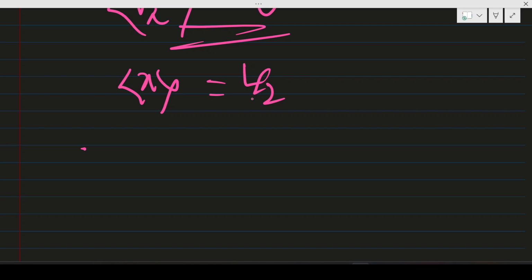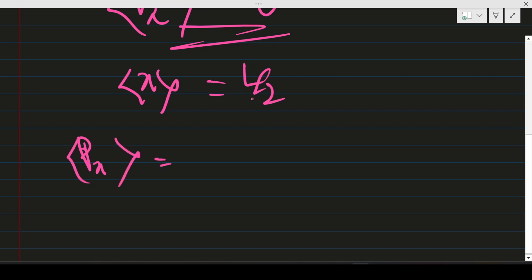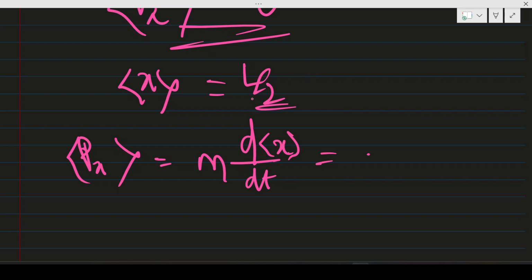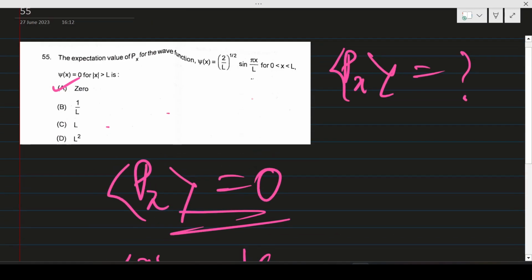Using that, you can get the px value. How? Now using the Ehrenfest theorem, the average value of px is equal to m into d by dt of the average value of x. Now, the average value of x is a constant, so the derivative of that is 0. So the answer is 0.